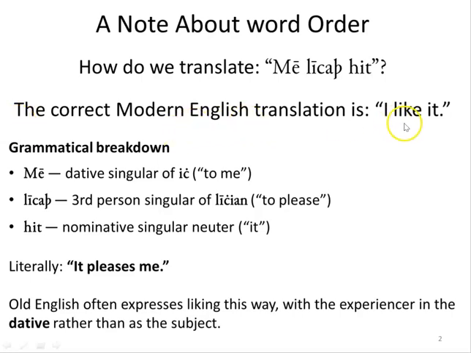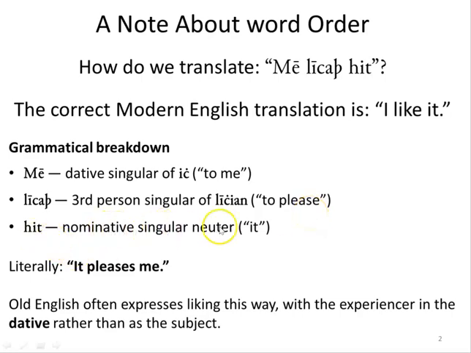The correct modern English translation is I like it. Now the grammatical breakdown here is me, which is the dative singular of ich, or I. To me is how you would translate it into modern English. Remember, as a rule, when you translate dative words from Old English to modern English, you put a preposition in front. And generally, in a situation like this, it's to me. Līcaþ, third person singular of līcian, to please, to like.